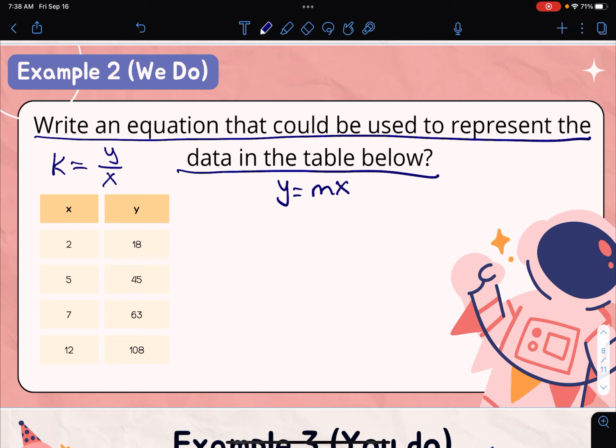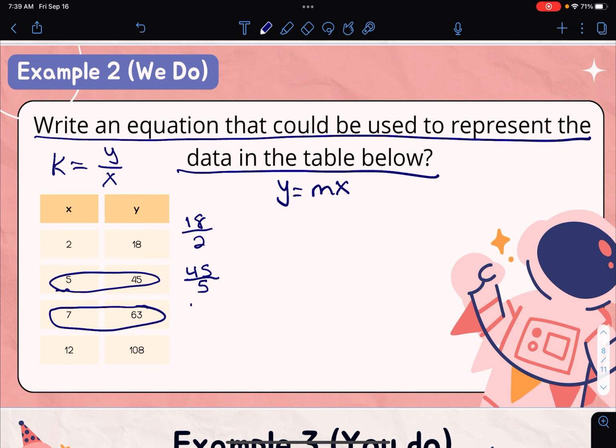So y divided by x. My y is 18, and I'm going to divide that by 2 because that's my x. Then my y here is 45, and my x is 5, so divide that. And then my y is 63, and my x is 7. And then last but not least, my y is 108, and my x is 12. Then I would divide these to make sure that I get the same thing each time.